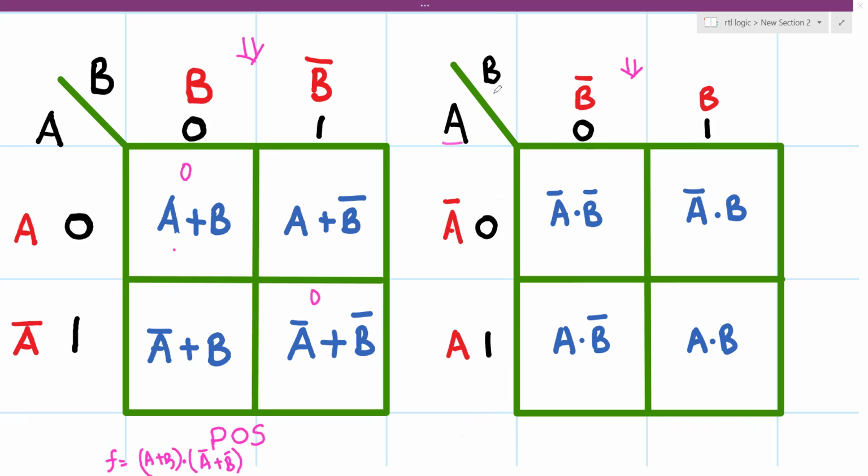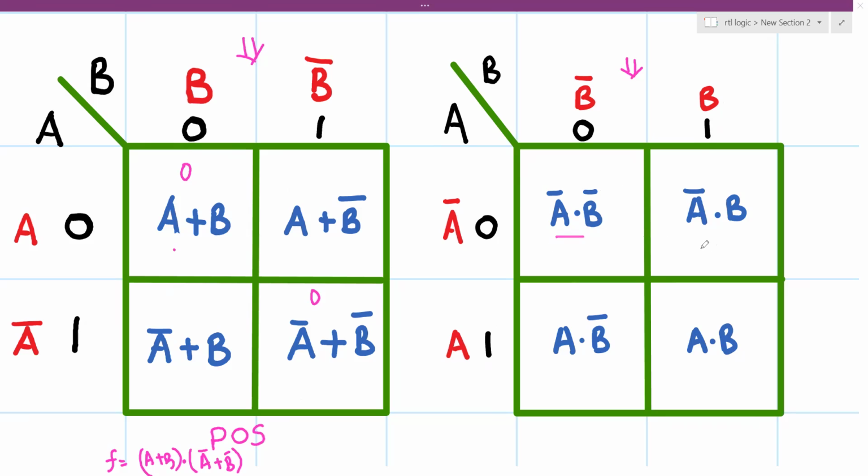Now we come to the second part of this tutorial, where we see a similar two variable K-map of the variables. However, look at this. When you say 0 and 1, 0 means A is available in its complemented form, and 1 means A is available in its non-complemented form. Similarly, for B, 0 means complemented form, 1 means a non-complemented form.